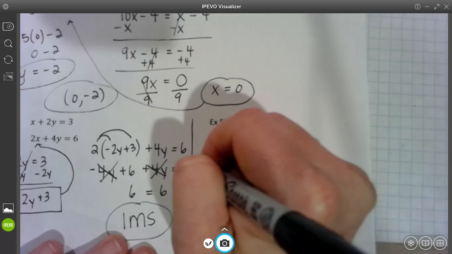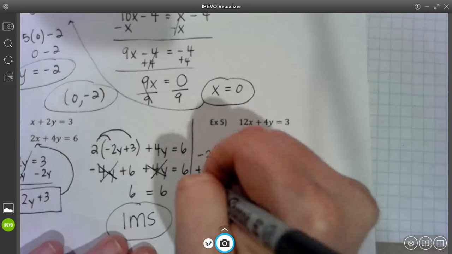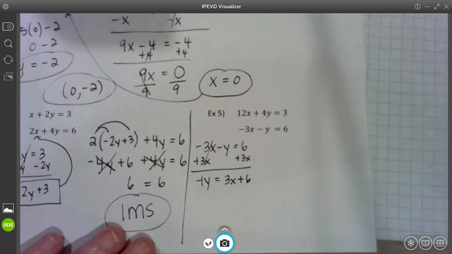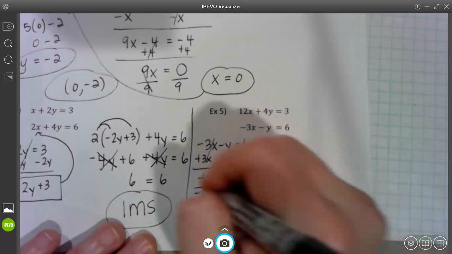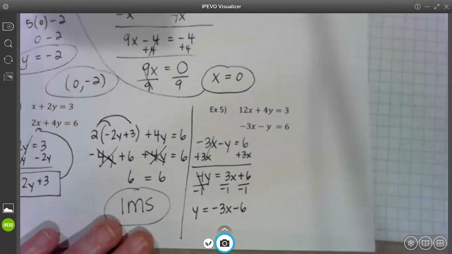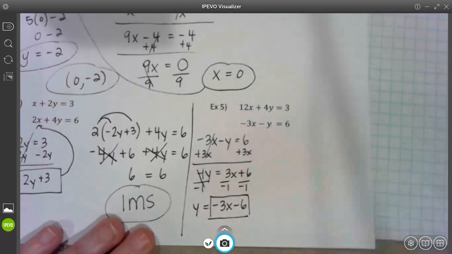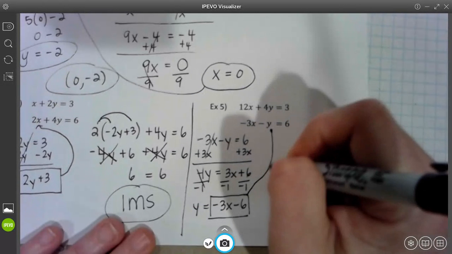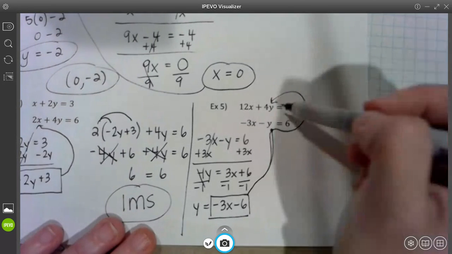All right, I'm going to add my 3x's over. I get negative 1y equals 3x plus 6. I'm going to divide everything by negative 1, which is nice because everything divides by negative 1. It just changes their signs. So now y equals negative 3x minus 6. Okay, so now we're going to take what we just found out y is equal to, and we're going to plug it in for y in the other, oh, hold on, don't follow me, in the other equation. I went to the wrong one. All right, so we're going to plug it in for that y right there.